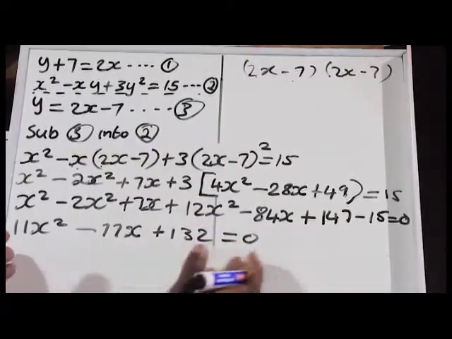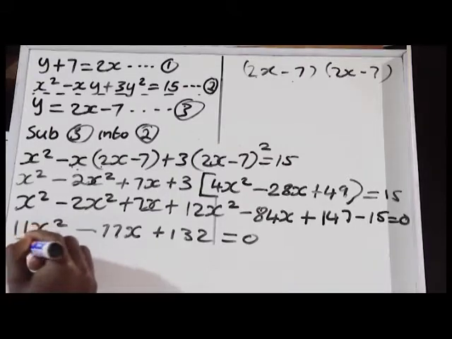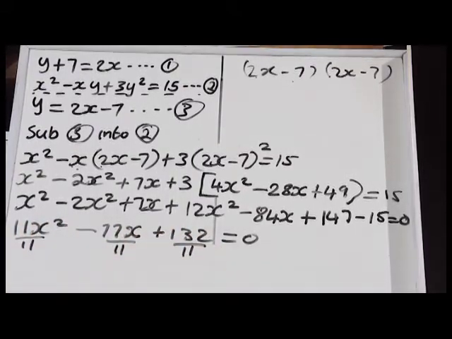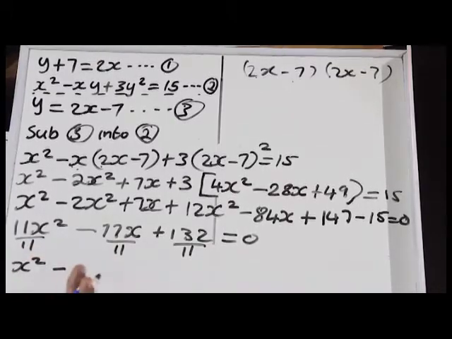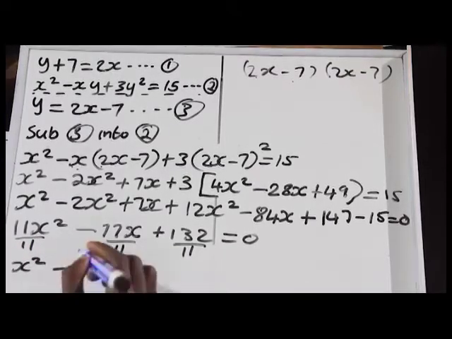If we look at the sum here, we can tell that we have a common factor of 11. You divide both sides by 11. Then after that, you have x squared minus, and if we divide 77 by 11, what does that give us?